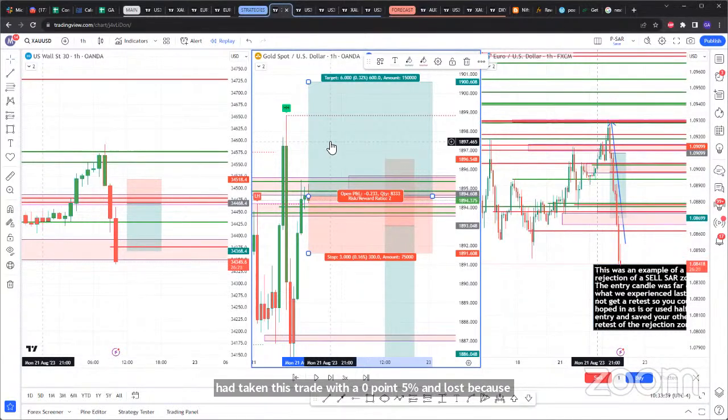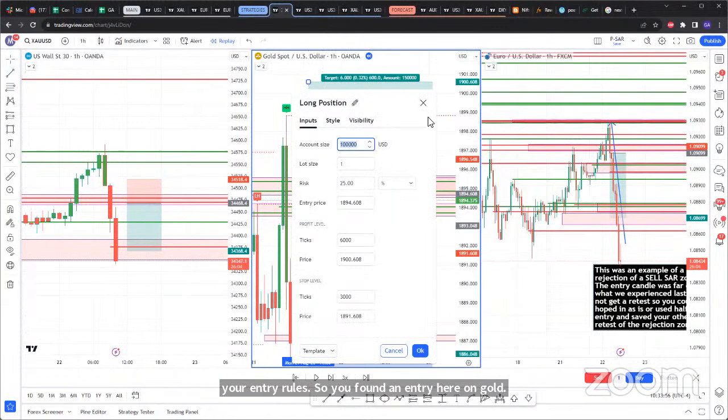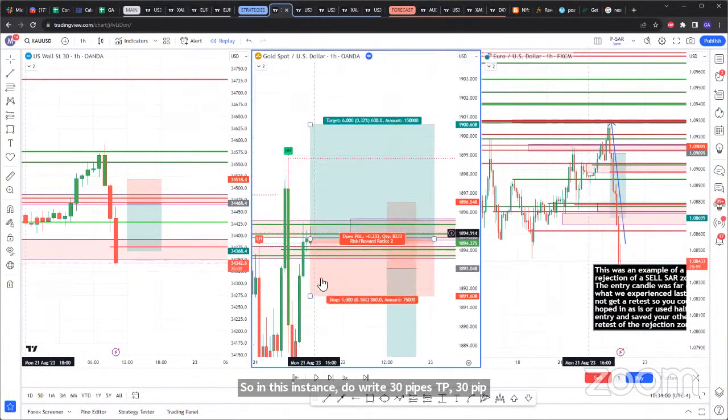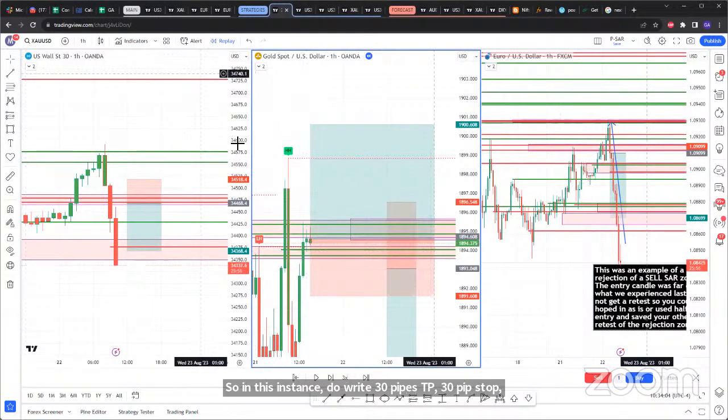But if I really, really, really wanted to trade and I'm like, I have to trade today, I would have said, okay, you can trade, but still follow the rules. You're going against the bias, that's fine, but follow your entry rules. So you found an entry here on gold. So in this instance, do right 30 pips TP, 30 pips stop, or 60 pip TP or whatnot. Wait for those two closures, and US 30 is about to hit full TP on that trade.